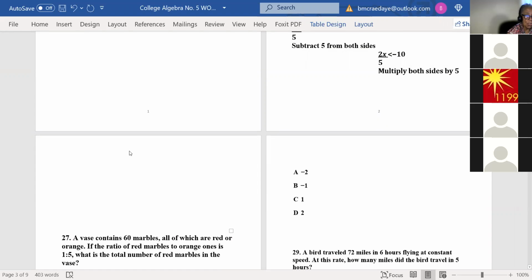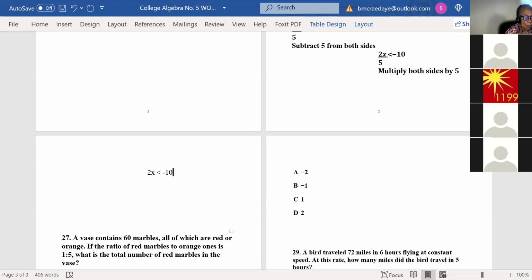Okay, so let me just put here, because you're multiplying both sides by 5. So what you get left is what? 2x. And that's less than minus 10. So what is x equal to?